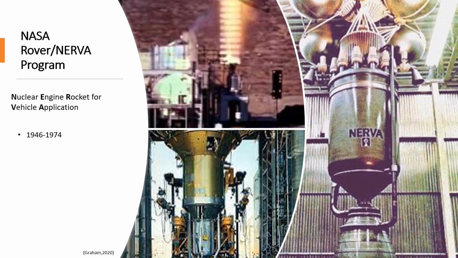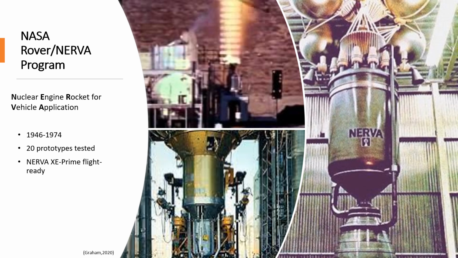They started their research in 1946 under the Rover program, and the Rover program looked at different concepts of nuclear thermal propulsion. Now, over that period of time, they started to focus their research into nuclear thermal rockets. That nuclear thermal rocket research was then put under the new NERVA program up until 1974. Just under the NERVA program alone, there were 20 prototypes tested, all with varying levels of success.